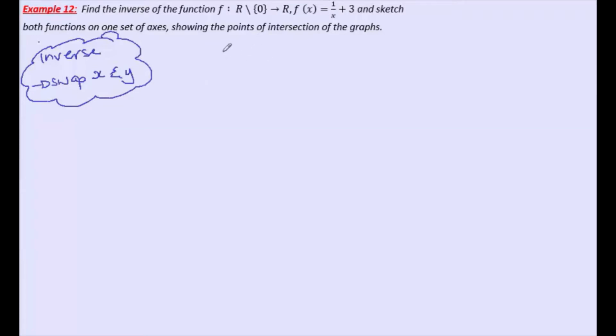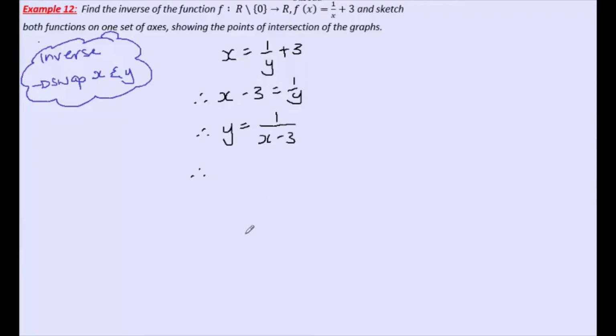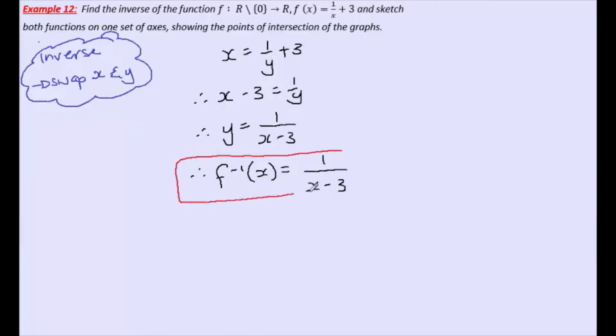So therefore, x will equal 1 over y plus 3. We'll subtract 3 from both sides. And then we'll invert both sides and we'll get y equals 1 over x minus 3. Or if we want to respond in the way the question's asked, the inverse function should actually be written as f minus 1 of x equals whatever the answer is. So 1 over x minus 3. So now we've got our inverse function, we can start doing the rest of the question.